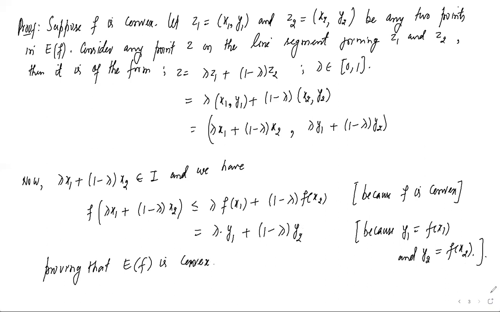So one part of the proof is done. Now let's take up the converse part. Conversely, assume that E of f is convex. We will show that the function f is convex. To show that f is convex, we need to show that f of lambda x1 plus 1 minus lambda x2 is less or equal to lambda f of x1 plus 1 minus lambda f of x2.